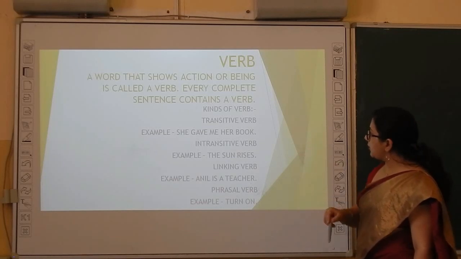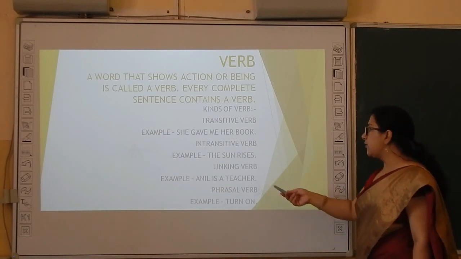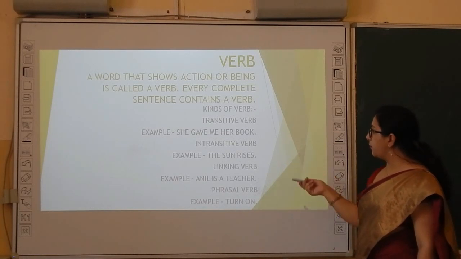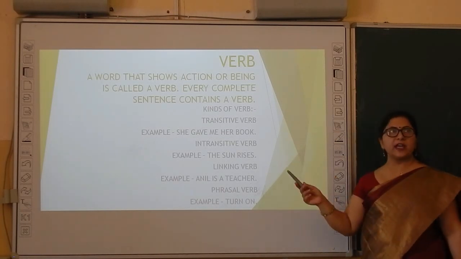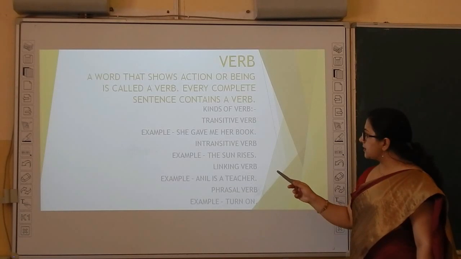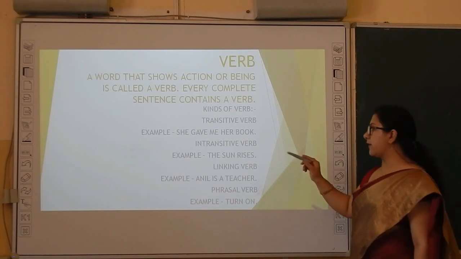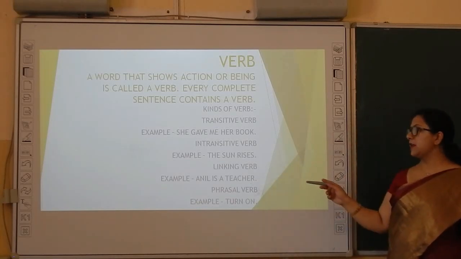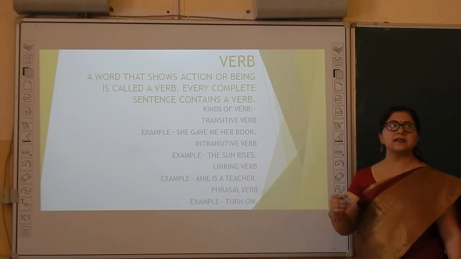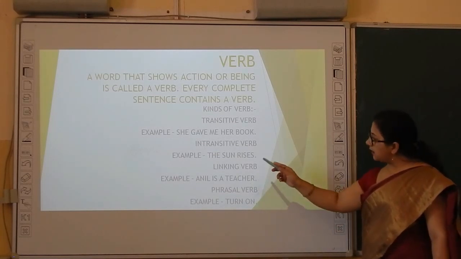There are 4 kinds of verbs: transitive verb, intransitive verb, linking verb, and phrasal verb. Transitive verbs are like: she gave me her book. The sentences which have an object are in the category of transitive verb. Intransitive verbs are those where no object is used, like the sun rises. Linking verbs are also known as helping verbs: is, are, am, was, were, etc. Anil is a teacher. Is is a linking verb.